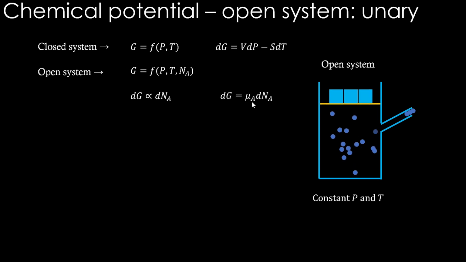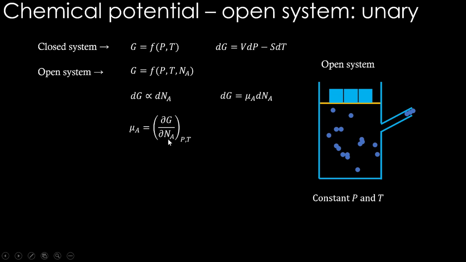Then we can say, for each addition of an atom, what is the change in Gibbs energy at constant pressure and temperature? That is called the chemical potential. So the same chemical potential, we are looking at it in a slightly different manner using this analogy. So I hope this is intuitive to understand. So mu A is dG by dNA at constant pressure and temperature.